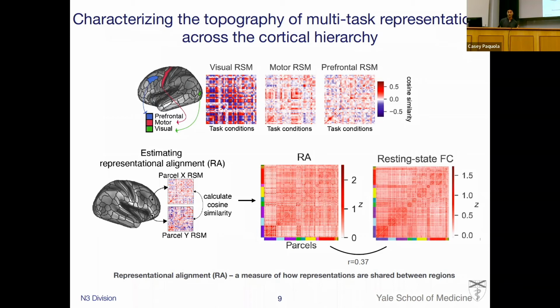It's also important to keep in mind that these matrices are generated from fundamentally different data sources, right? The RA is from the similarity of task, or multitask, RSMs, while the resting-state FC is just the similarity of co-fluctuations during task-free scans. All right.